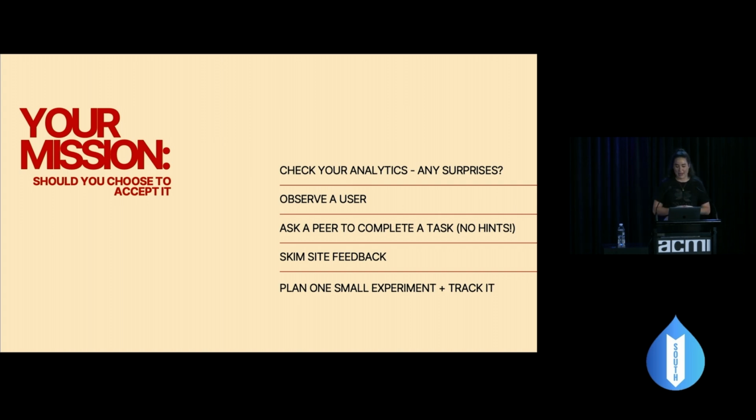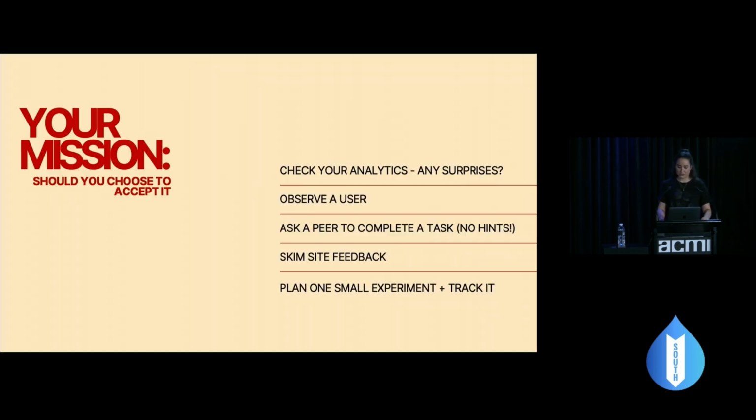Skimming site feedback, so a user's complaining about the same thing. And also just planning one small experiment and then tracking it. So you could test a new button label, you could simplify a form or tweak an onboarding step. And then look at your data before you do this and then after to validate it and see if anything has changed. So these small improvements really add up, and one simple fix could help prevent hundreds or even thousands of users getting frustrated and running into issues.